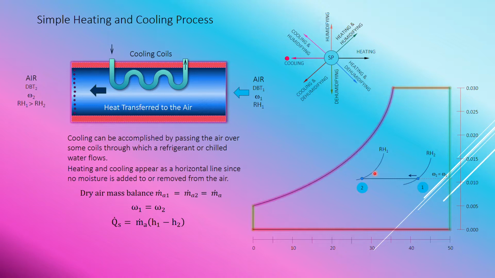Okay, so omega is constant, and then you can find the heat rejected, the heat load, the cooling load, which equals the product of the mass flow rate of air with the change in enthalpy. Your dBT will drop, omega constant, relative humidity increases during a cooling process. So the cooling process is here. Again, it's a constant omega.